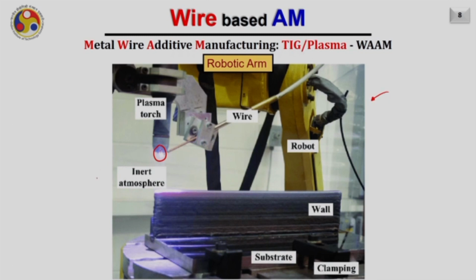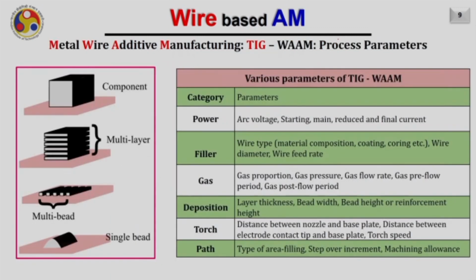What you are seeing here right now is the pilot arc. It is not the main arc, because the main arc will be generated when the plasma is passed through and the circuit is completed between the substrate and the torch. So now, the process parameters.